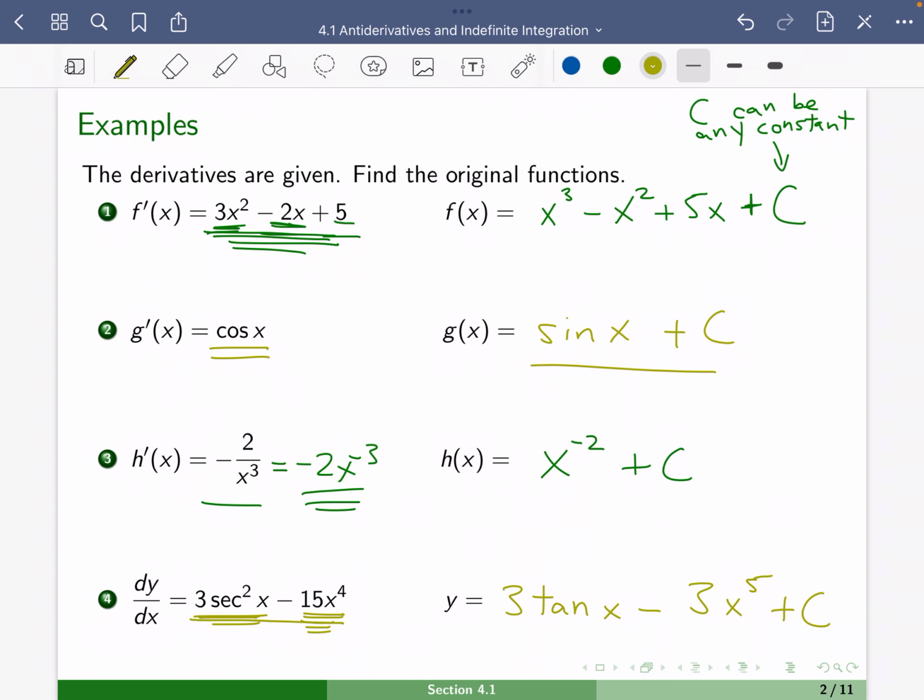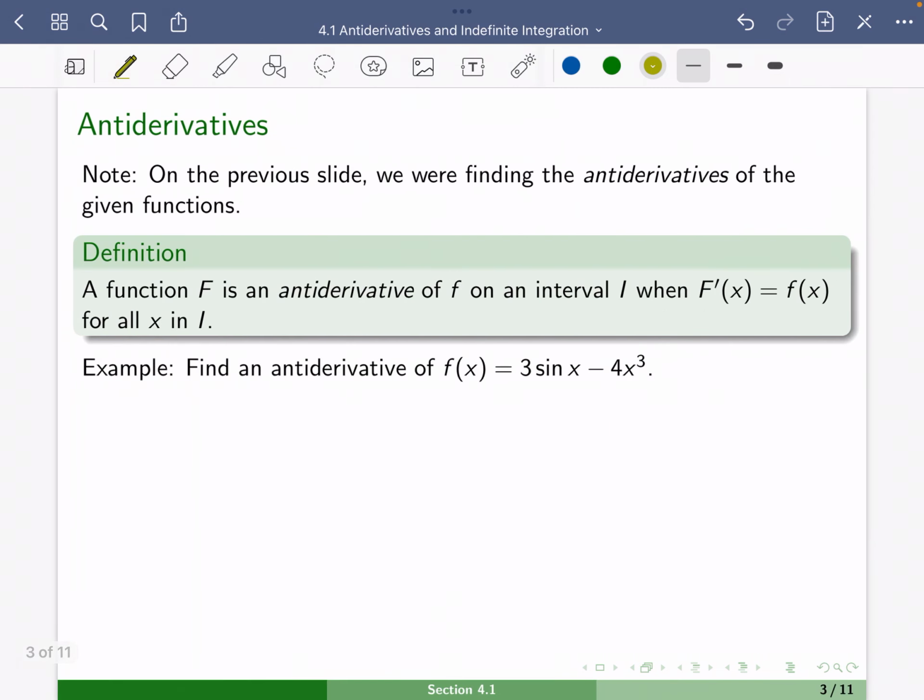All of those things that we just found are called antiderivatives. So those are antiderivatives of a function. A function capital F is an antiderivative of lowercase f on an interval I when the derivative of capital F is lowercase f. That's exactly what we were doing on the previous page. We're just trying to recover the function that has the indicated derivative.